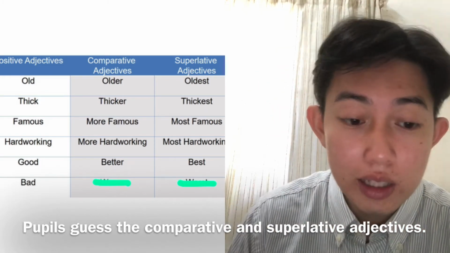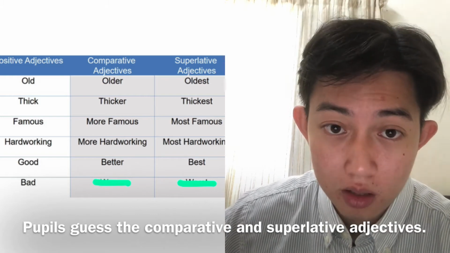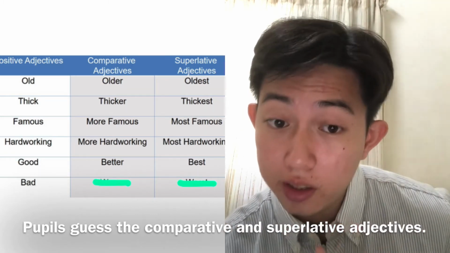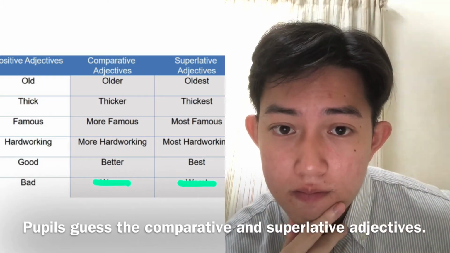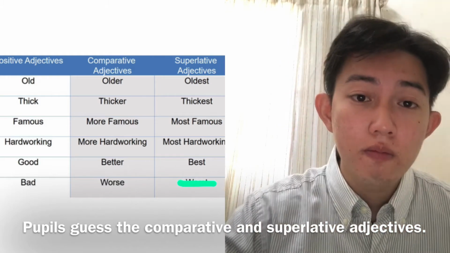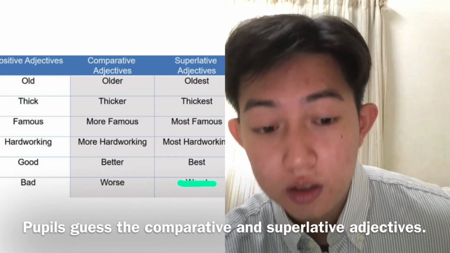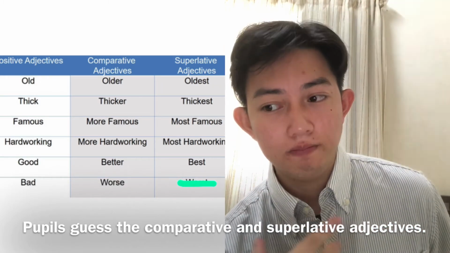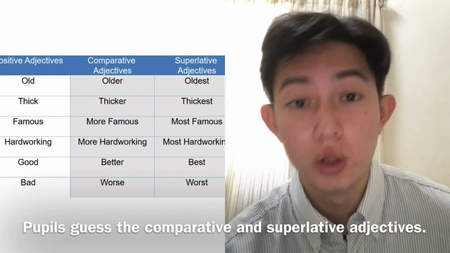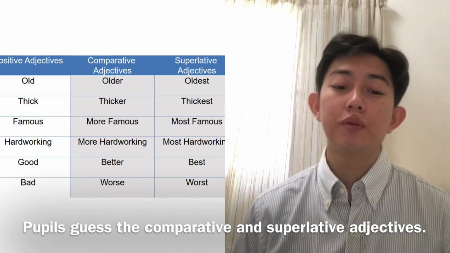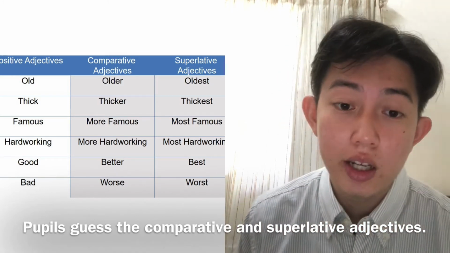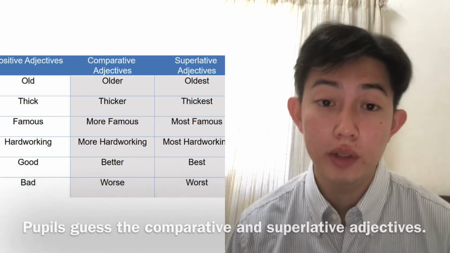Okay, so the last one is bad. Can anyone figure out the comparative adjective of bad? Okay, so bad, worse, and the superlative adjective, worst. So these are two examples of words that completely change the spelling in order to become comparative and superlative adjectives.